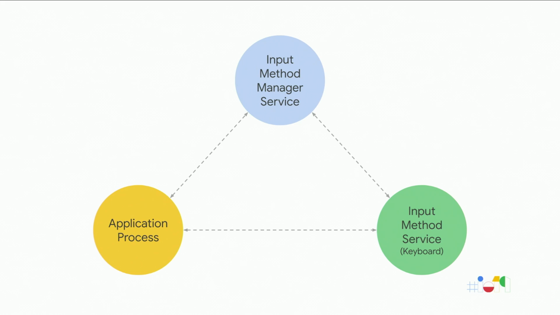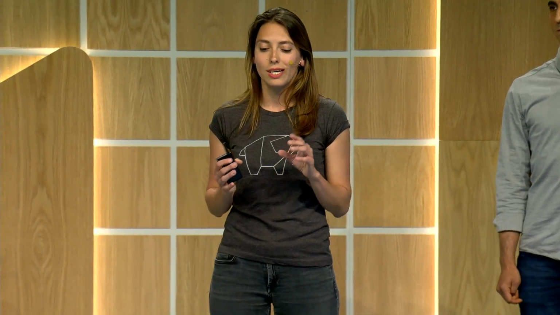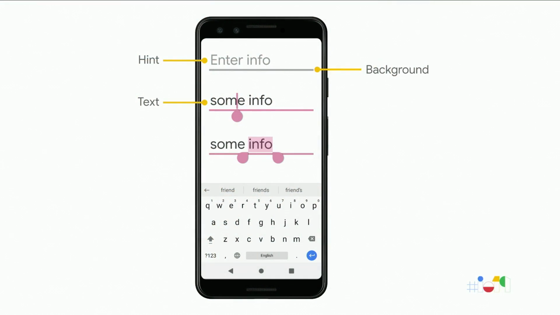And because this is an inter-process communication, you might see in some cases a slight delay between key events entered in the UI and them showing up in the app. So visually, EditText has the following components: the hint, the text, the background, the selection, the cursor, and the cursor and selection handles.